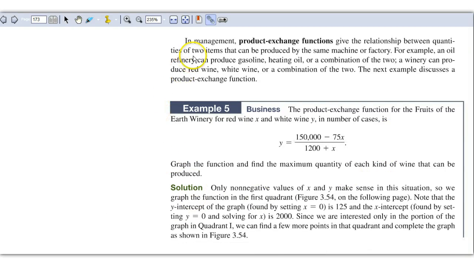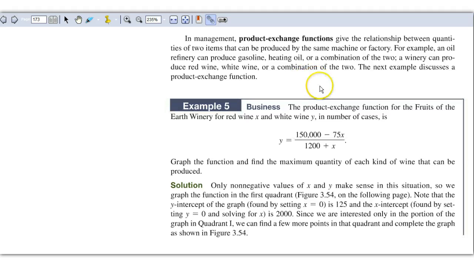Another item that they have related to rational functions is the product exchange function. This gives the relationship between quantities of two items that can be produced at the same machine or factory. For example, an oil refinery can produce gasoline and heating oil, or a combination of the two. A winery can produce red wine, white wine, or a combination of the two.